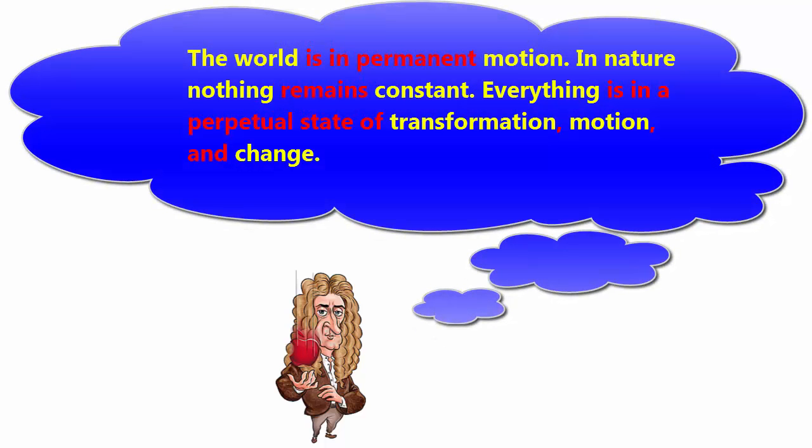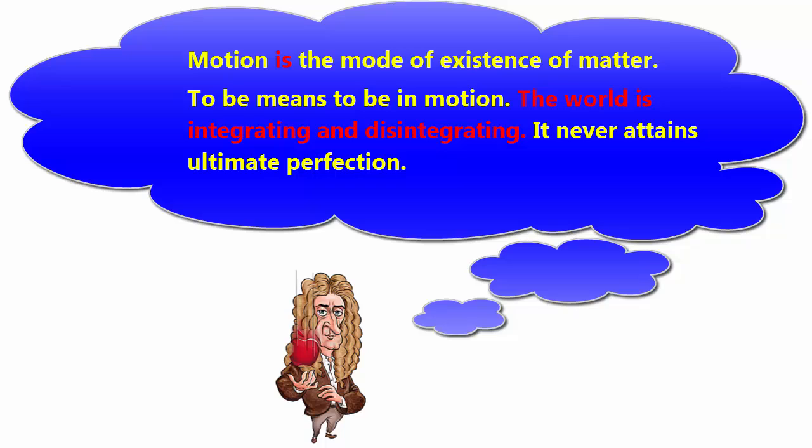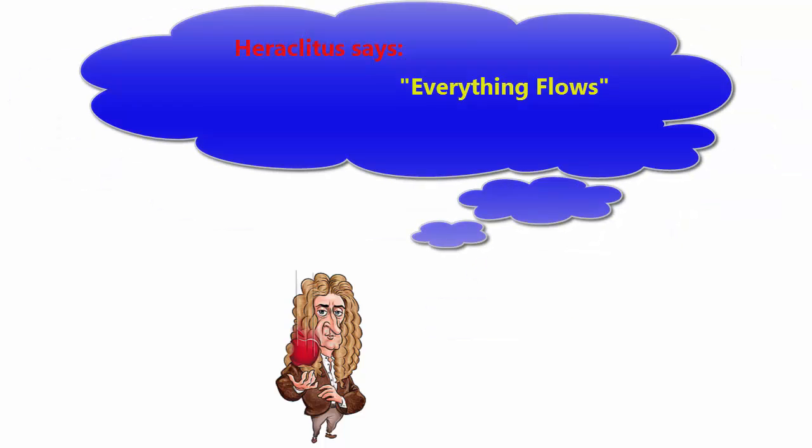permanent motion. In nature nothing remains constant. Everything is in a perpetual state of transformation, motion, and change. Motion is the mode of existence of matter. To be means to be in motion. The world is integrating and disintegrating. It never attains ultimate perfection. Heraclitus says, everything flows.